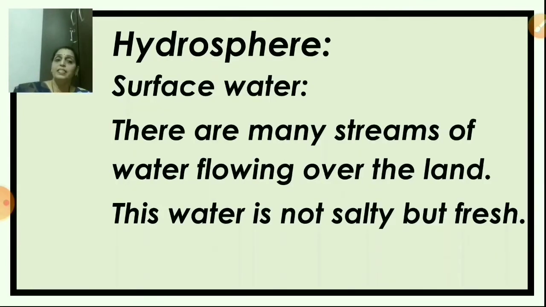Next, surface water. There are many streams of water flowing over the land. Means over the land, many streams of water are flowing. This water is not salty but fresh. The fresh water which we get at our tap is known as fresh water, which we use for drinking purpose. This water is not salty.